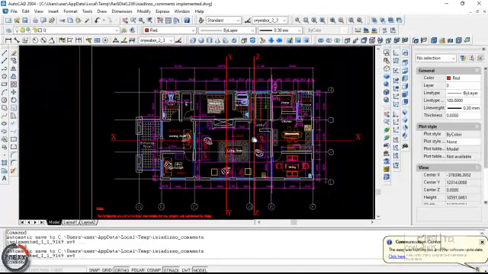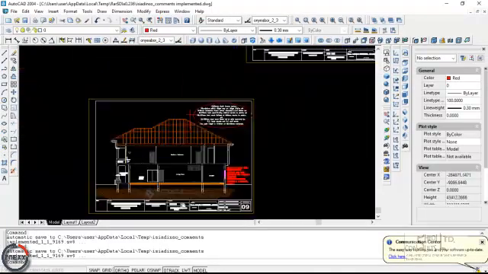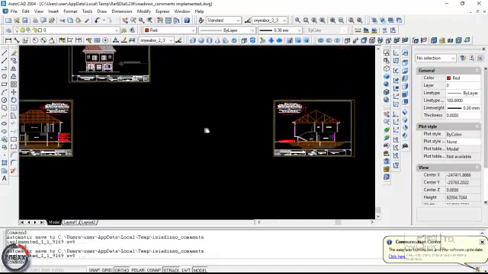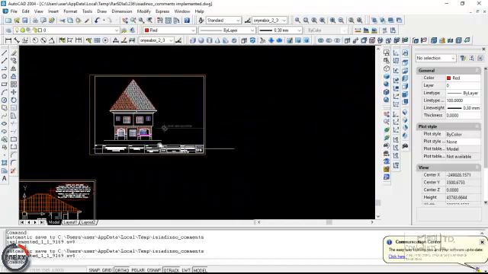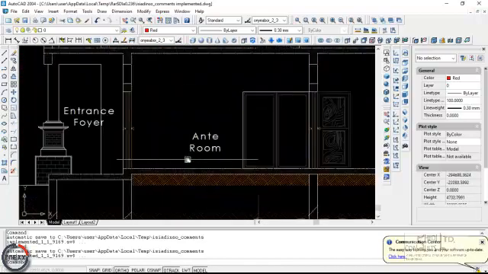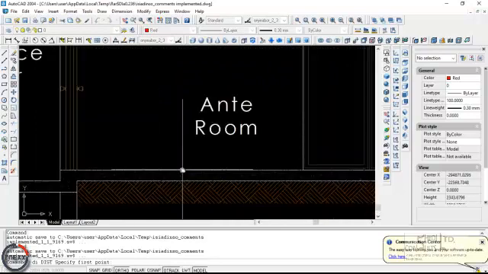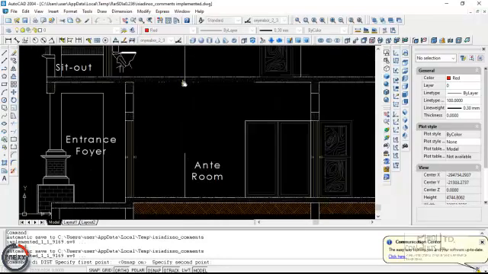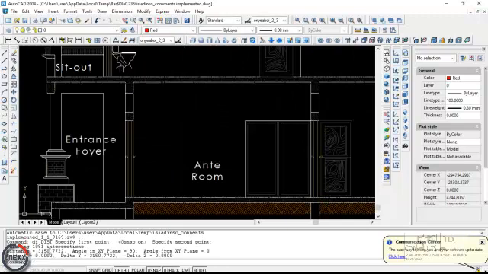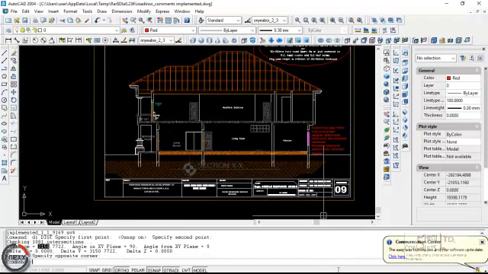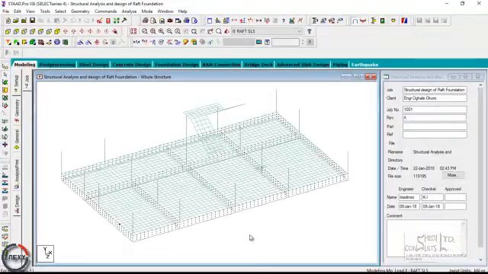So if we look at the architectural design and we look at a section, it gives us the height of the block wall. If you measure this out directly, it gives us 3.15. So that's how we established that load. So let's look at how we did this in STAAD quickly.